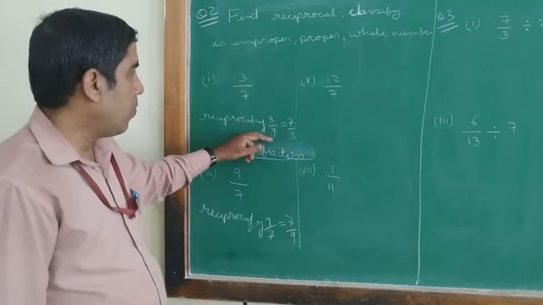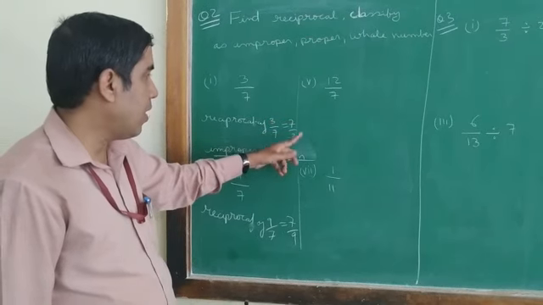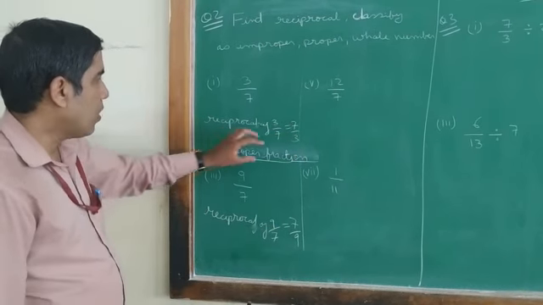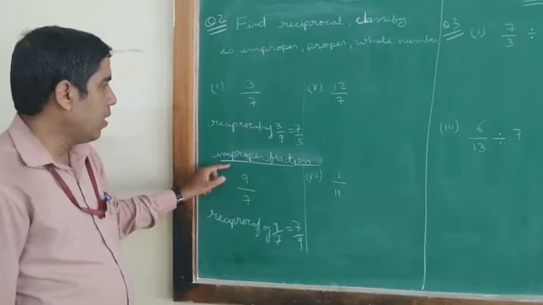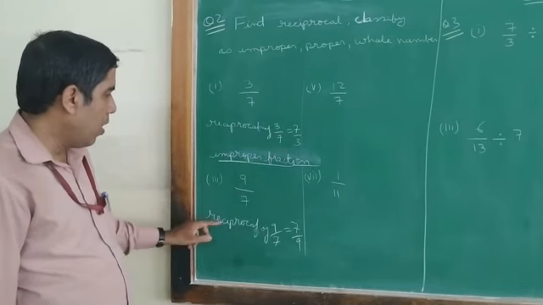Reciprocal of 3 by 7: numerator becomes denominator, denominator becomes numerator. You can see the answer is 7 by 3. Now you can see 7 by 3 is an improper fraction. So the answer is improper fraction.